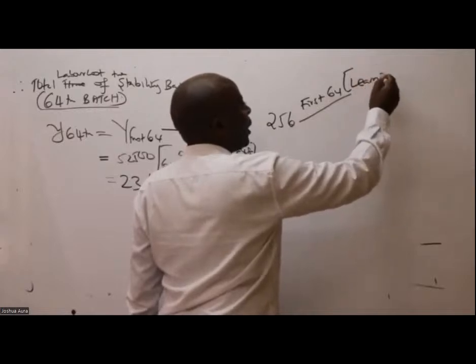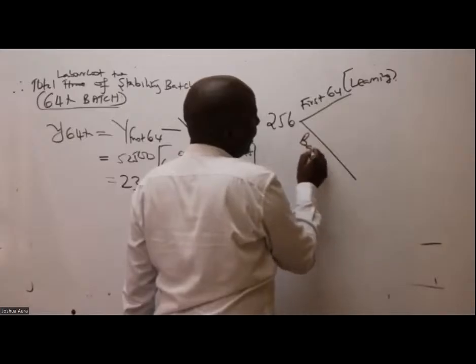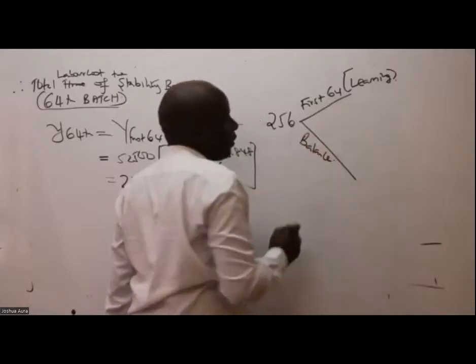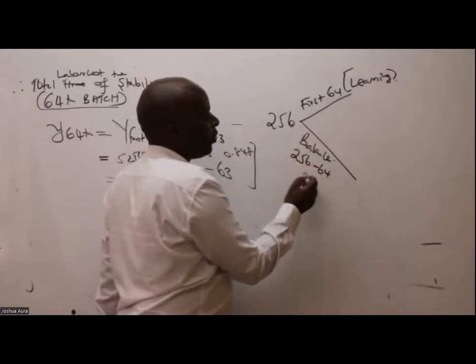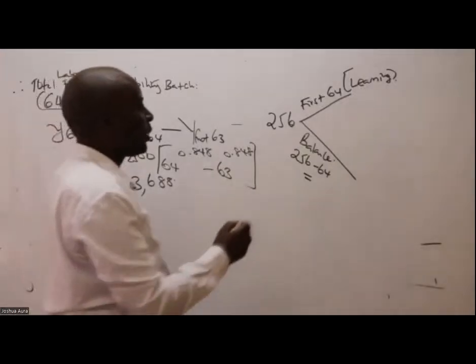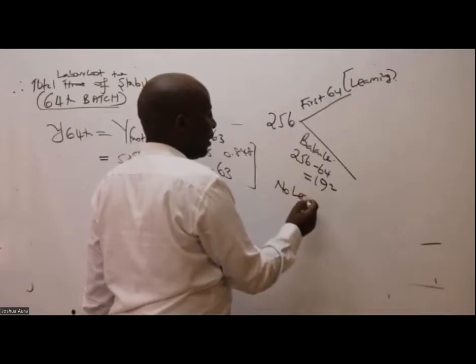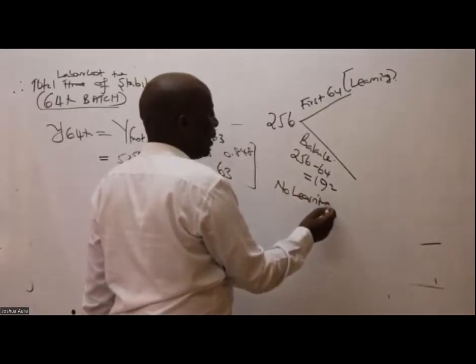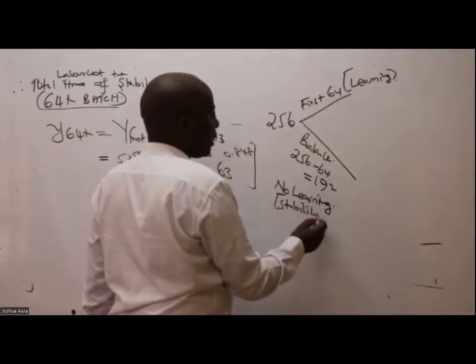Here learning occurs, right? And then the balance will be 256 minus 64. So balance of how many batches? Balance of 192 batches. So 192 batches, no learning. And if there is no learning, then automatically we stabilize. Stability to be used.